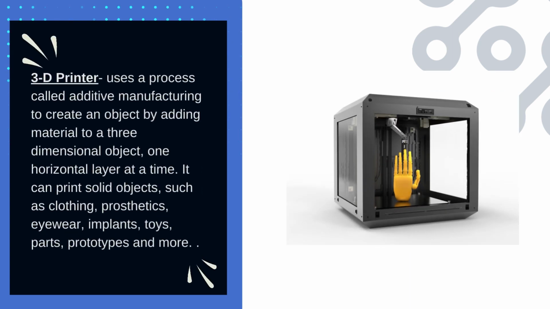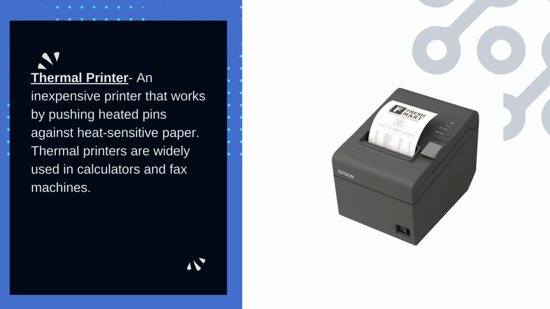A 3D printer uses a process called additive manufacturing to create an object by adding material to a three-dimensional object, one horizontal layer at a time. It can print solid objects such as clothing, prosthetics, eyewear, implants, toys, parts, prototypes, and more. Another type is the thermal printer, an inexpensive printer that works by pushing heated pins against heat-sensitive paper. Thermal printers are widely used in calculators and fax machines.